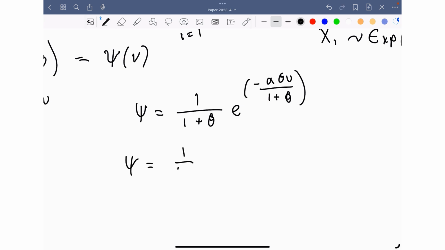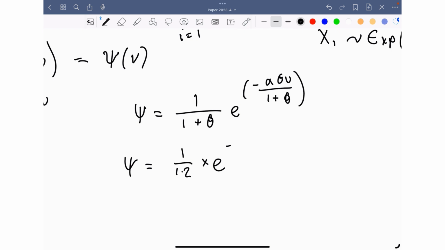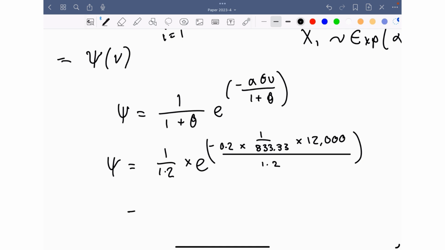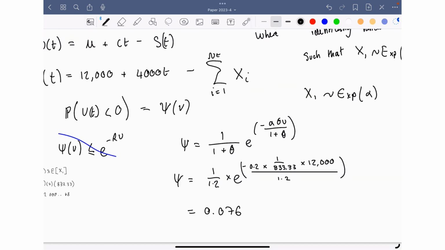So 1 over 1.2 times e to the minus 0.2 times 1 over 833.33 times 12,000 over 1.2, and this is e to the power all of that, and we get a very nice 0.076.